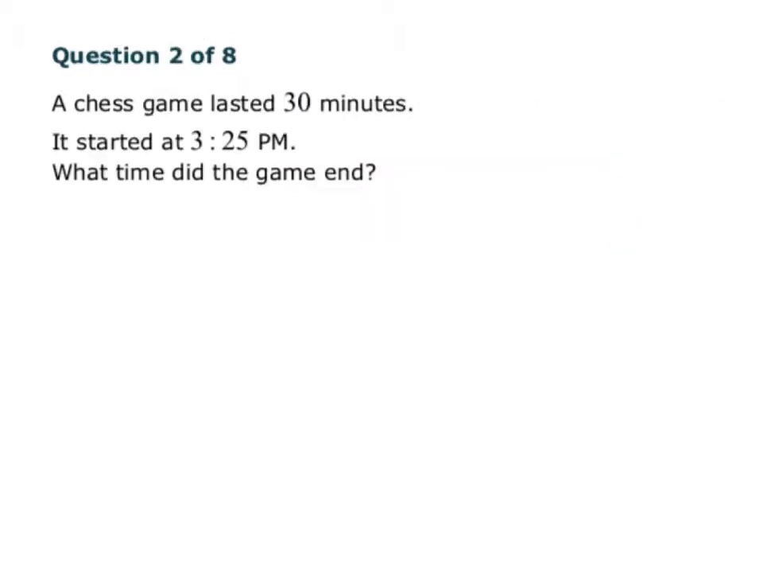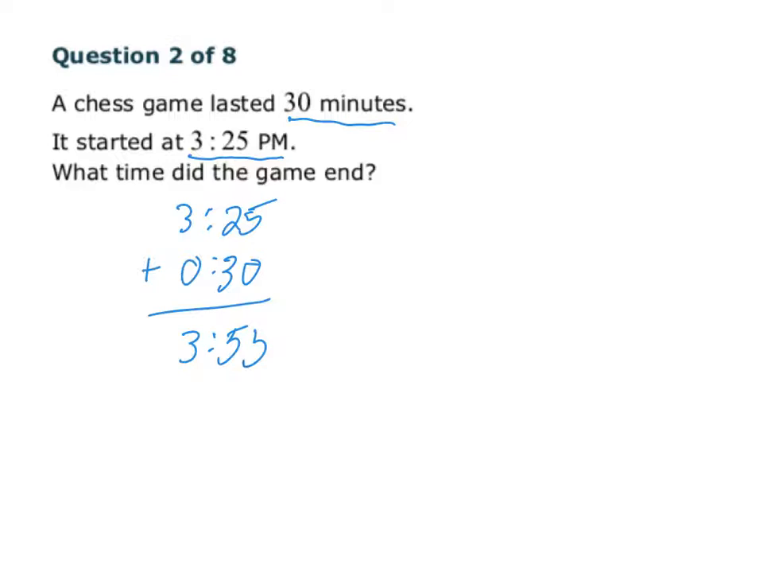A chess game lasted 30 minutes. It started at 3:25 p.m. What time did the game end? All right, so I'm going to do 3:25, and I'm going to add 30 minutes. So since I don't have to carry anything, it'll end at 3:55 p.m. Make sure I know it's p.m., half hour later.